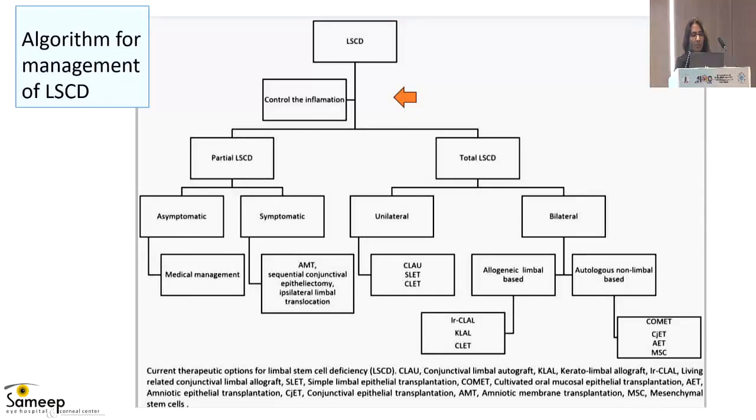For total limbal stem cell deficiency, if it is unilateral, one can do a conjunctival limbal allograft, or a SLET, which is known as simple limbal epithelial transplant, or a CLET. If it is bilateral, one can use allogenic-based limbal transplant, which could be from the donor. There are various things. We may not go into that detail, the reason being that we would be addressing more of chemical injury here.